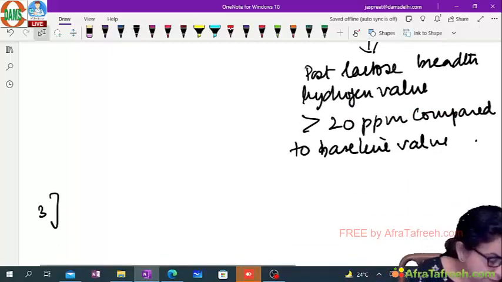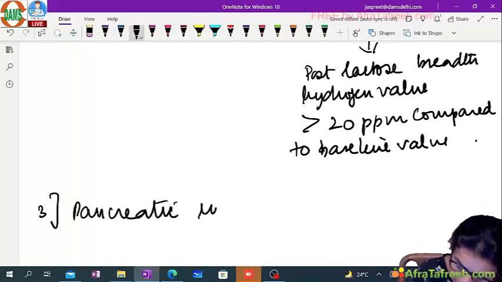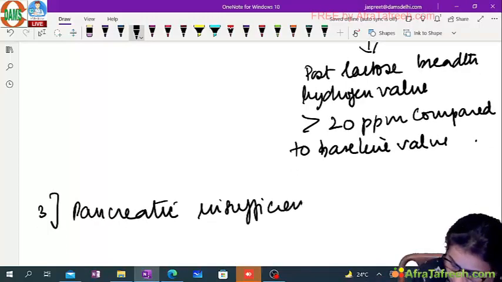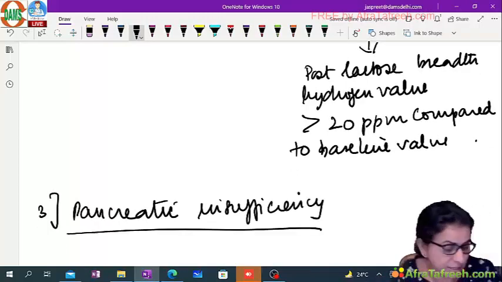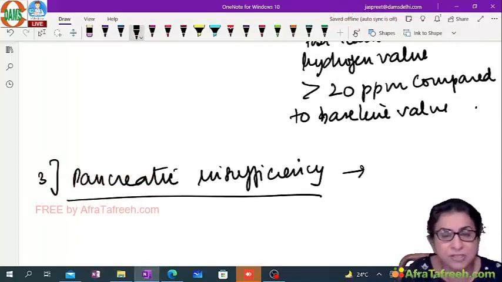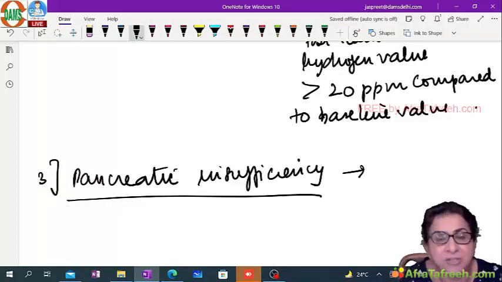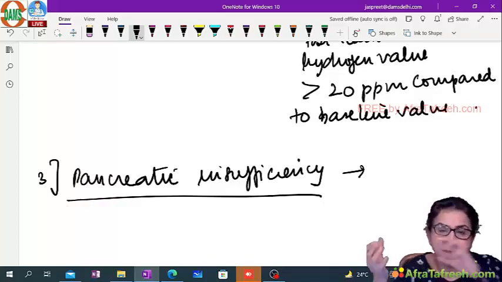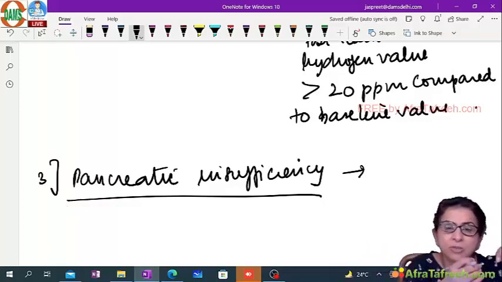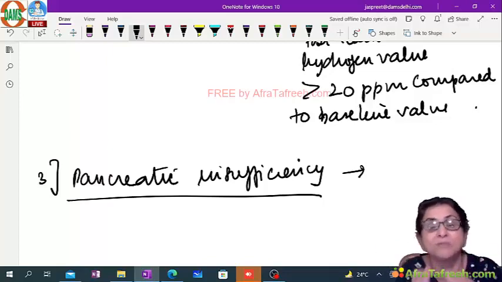Okay, next cause of malabsorption is pancreatic insufficiency. What is pancreatic insufficiency? It means the exocrine pancreas is not producing enough enzymes. Pancreatic enzymes are very important. They go into the duodenum, so the pancreatic duct opens at the ampulla of Vater and all the pancreatic enzymes go into the duodenum and help in absorption of food there.